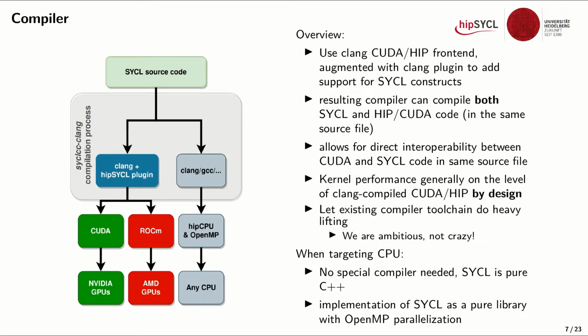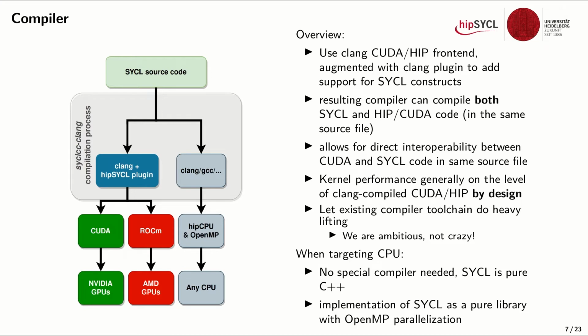The compiler component in hipSYCL consists of clang in conjunction with a custom plugin. So we use the clang CUDA and hip frontend, but we have a compiler plugin that adds support to the CUDA and hip frontend for SYCL constructs. And this allows us to have a compiler that can compile both SYCL as well as hip and CUDA code even in the same source file. So there's really direct interoperability between CUDA and SYCL code, and you can mix and match as you like.